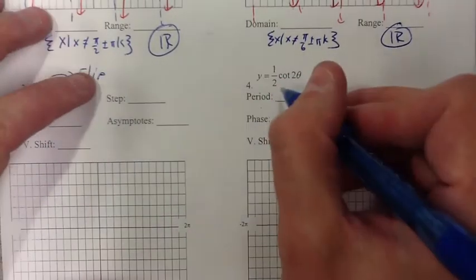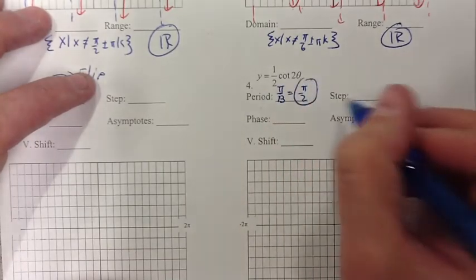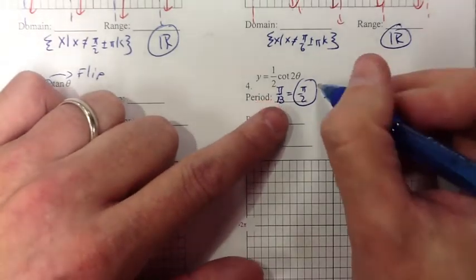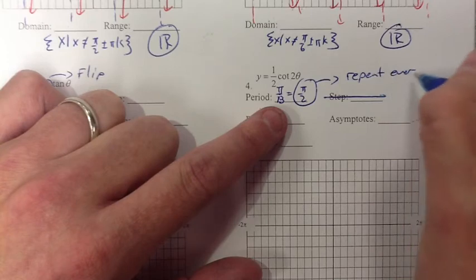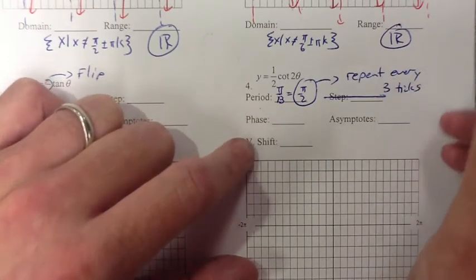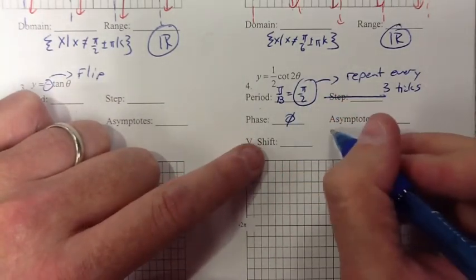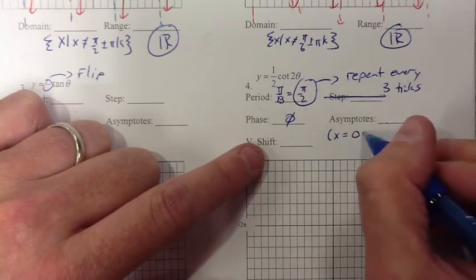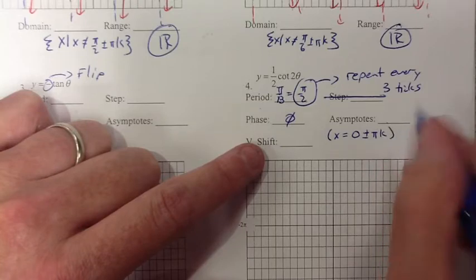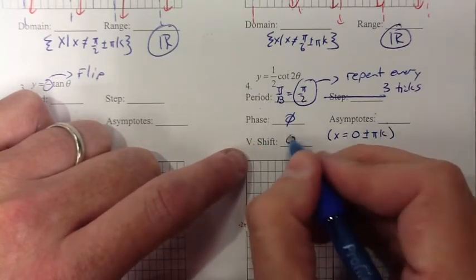To get our period, remember it's just pi over b this time, so it's going to be pi over 2. What that means for us is that instead of repeating every 6, this will repeat every 3 ticks. There is no phase shift. There are going to be some asymptotes. If you hopefully remember, the first asymptote for cotangent is going to be 0, plus or minus pi k. I'm not going to worry about putting it in here yet until I get it from my graph. There is no vertical shift.